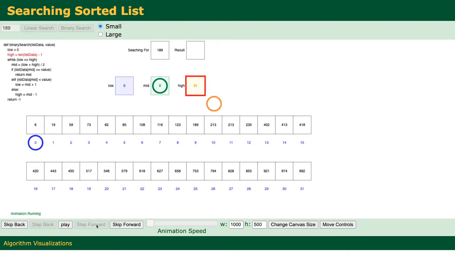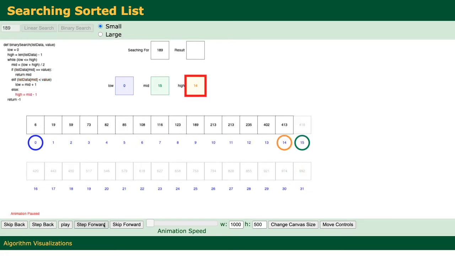We calculate the midpoint, which is going to be 0 plus 31 and 15. We're going to compare the number we are trying to search with the midpoint. So 189 with 418. 189 is smaller than 418. This means the right half of the array is going to be discarded because the element is going to be somewhere on the left side of the midpoint. So what happens in this case? We are going to move our end index to midpoint minus 1.